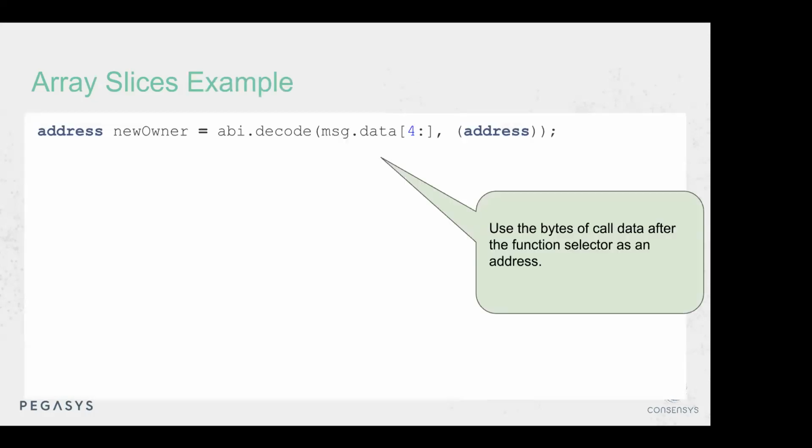And so you could use it, for instance, to get part of the call data array, maybe the value after the function selector.